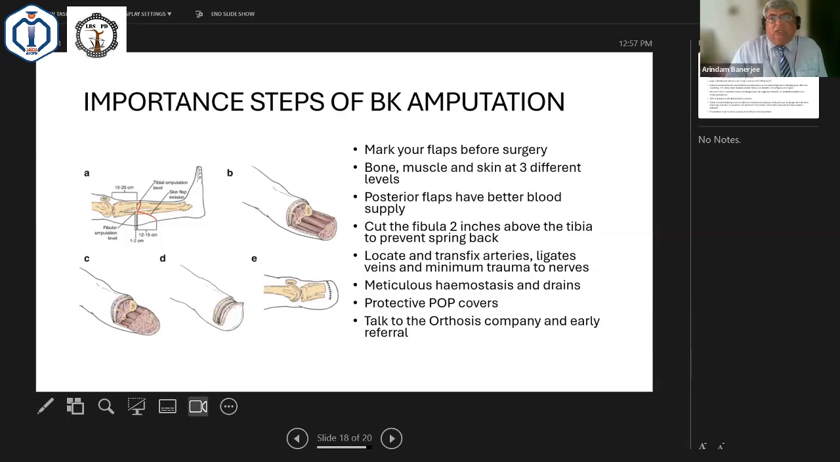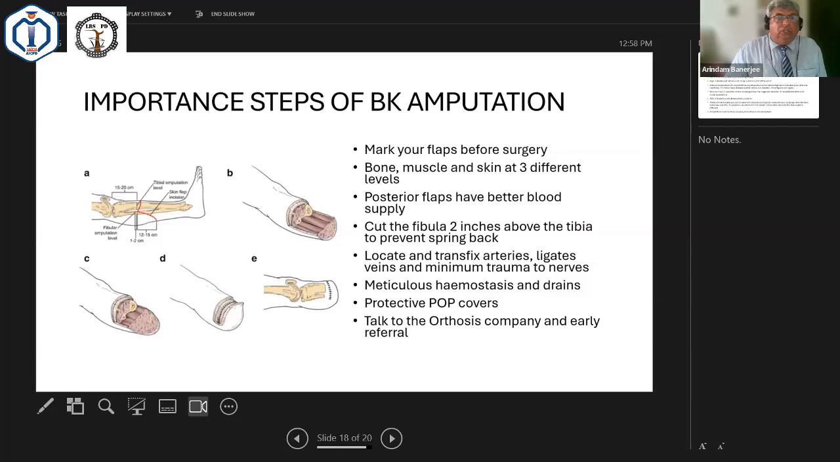You mark your flaps before surgery. When you're marking your flaps, make sure your posterior flaps are longer than the anterior flaps. You can see here, the reason for this is that the calf muscles, the gastrocnemius and the soleus, are at the back. These muscles have a better blood supply than the anterior part of the tibia, which is basically periosteum. So you need to take more tissue from the back, and you need to mark out the flaps.